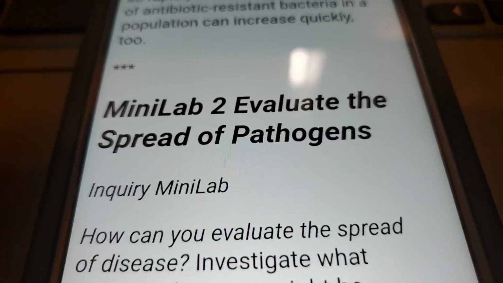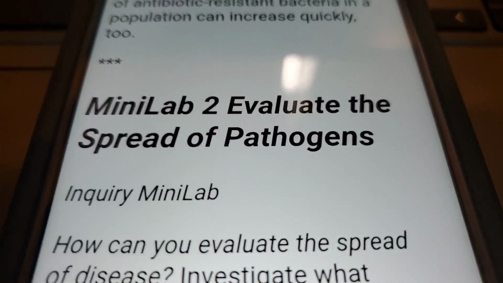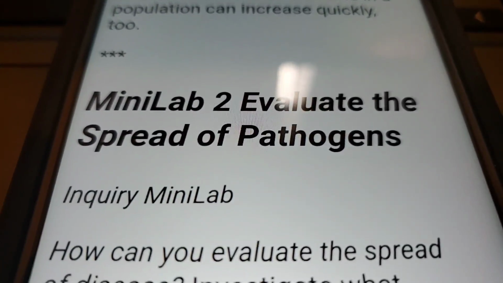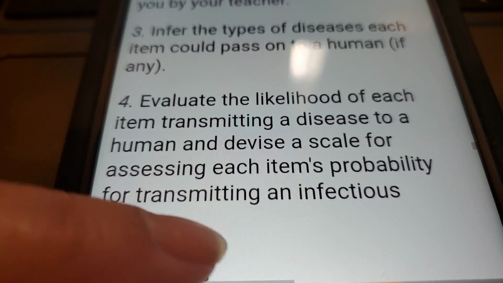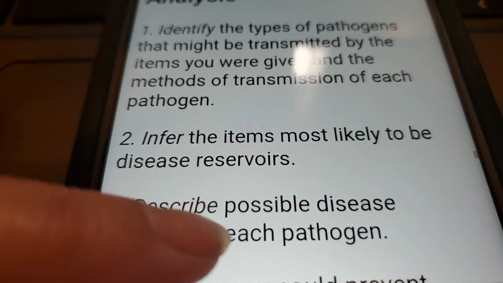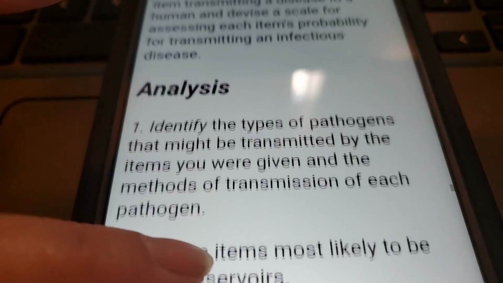Okay, so this is a mini lab to evaluate the spread of pathogens. We're going to skip over the lab. Okay.